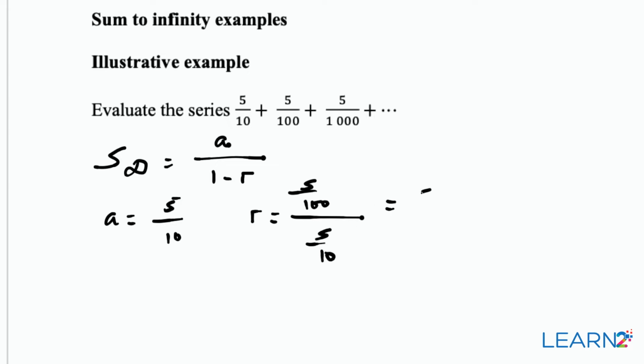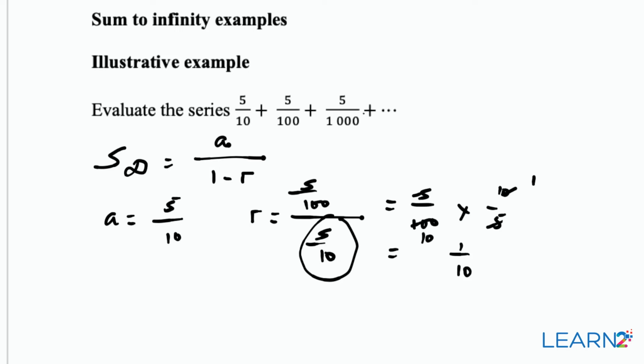So you can invert and multiply. 5 over 100, multiply that by the 5 over 10 flips to 10 over 5. So what happens now is that your 5's cancel, and you've got 10 goes into itself once, and then into 10, 10 times. So your r is 1 over 10.